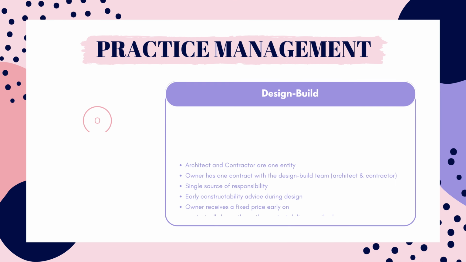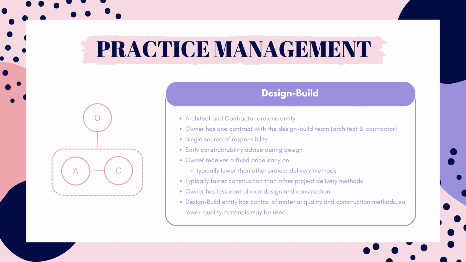So, in design-build, the owner contracts with one entity. This entity is usually a contractor as the lead and an independent architect as a subconsultant. With this method, there is one source of responsibility, the design builder. Construction time is typically faster than other methods, and the designer is able to get early construction advice from the contractor. The owner likes this method because they are able to get a cost estimate early on, since the contractor is involved in the design process and therefore is able to provide an estimate earlier.